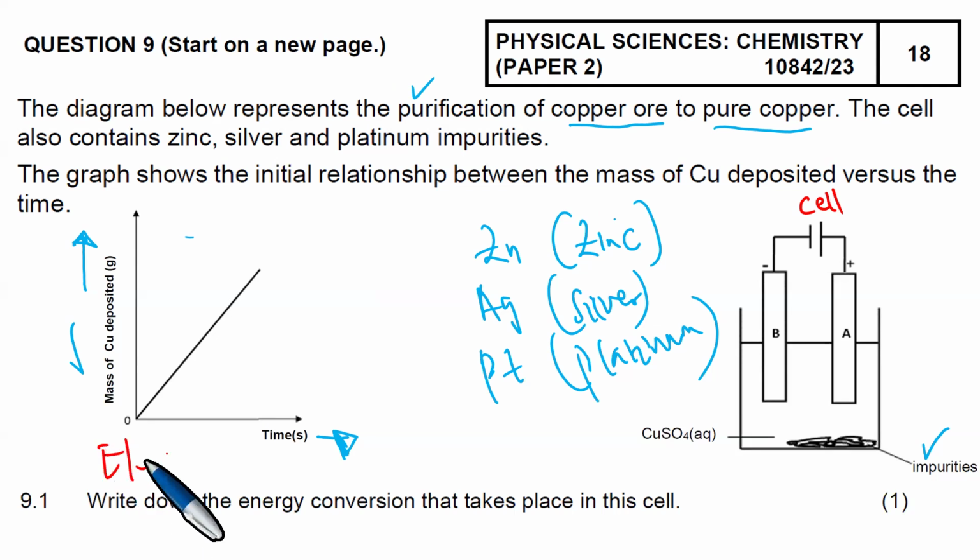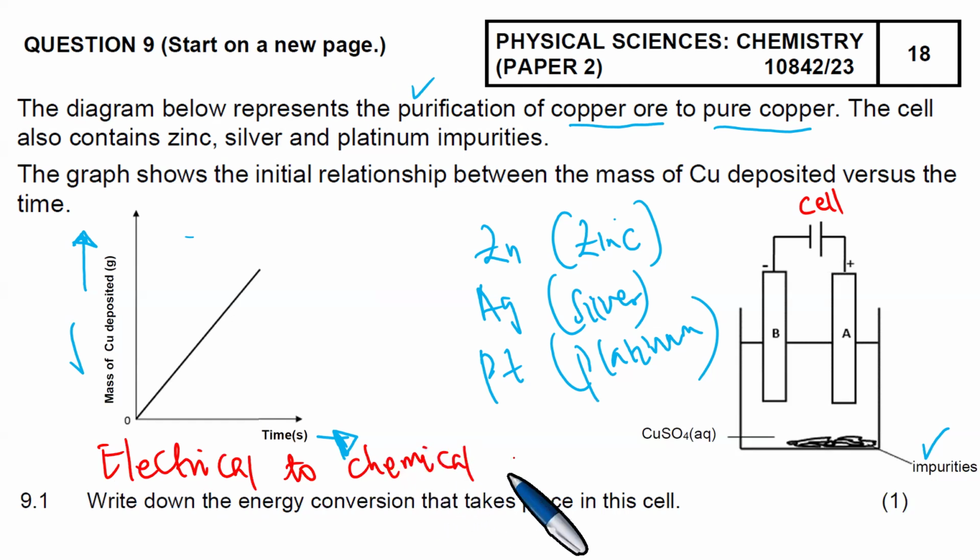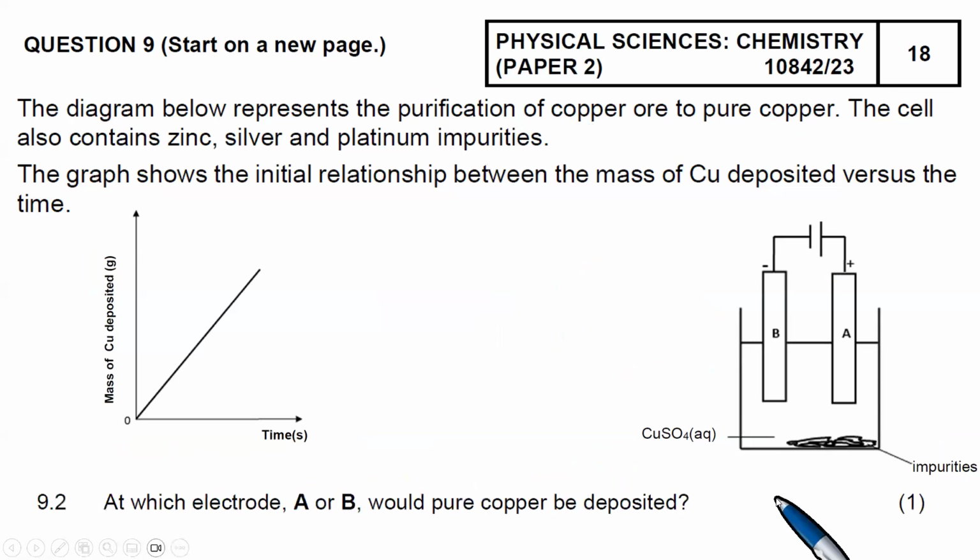Well done. Electrical to chemical energy. Correct. Well done there, Nombuso. So we are converting electrical energy to chemical energy because we are connecting this particular cell here. It has electrical energy, and then we are converting it to chemical energy. And we're moving forward to the next question.